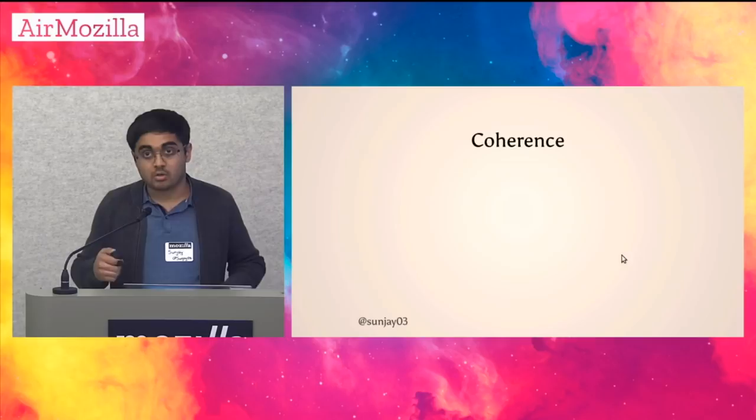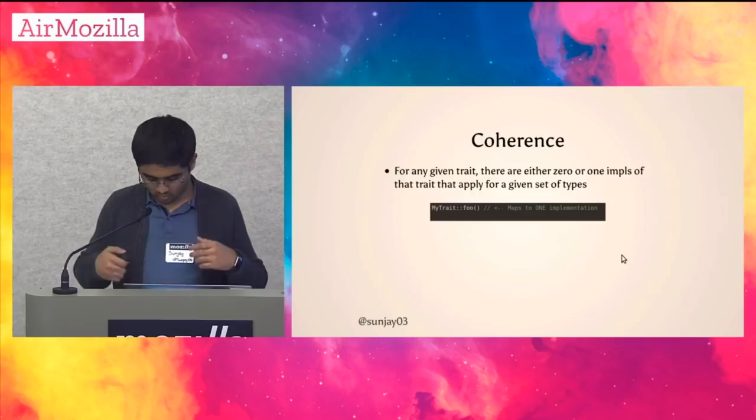So coherence means that for any given trait, there are either zero or one impls of that trait that apply to a given set of types. No more than that. That means that the myTraitFoo method here maps to just one implementation.